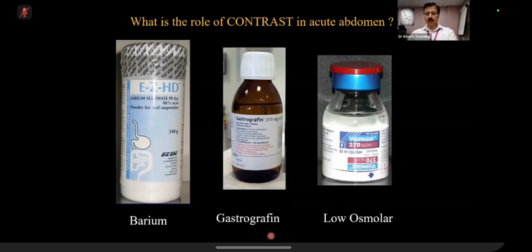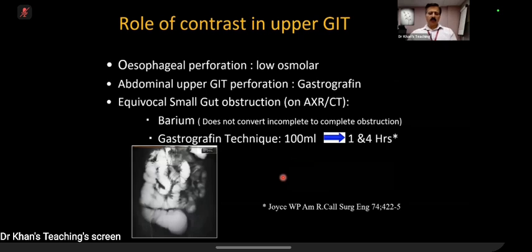So, take home points: for esophageal perforation, use low osmolar contrast agent. If you use barium, what happens is barium goes out. For example, if the barium goes into the mediastinum, later on it will sit there, and it might cause fibrosis. If there is aspiration, you don't want it to go into the lungs, where again it can remain there and cause fibrosis, etc.